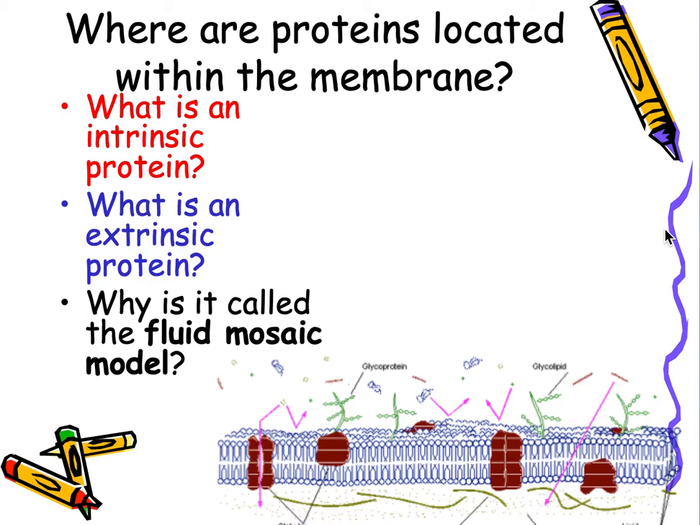So where are proteins located within the membrane? To answer that, what is an intrinsic protein, what is an extrinsic protein, and why is it called the fluid mosaic model? Alright, so the intrinsic protein, if you look at this, the reason why it's called fluid mosaic model, so let's discuss the fluid mosaic model first. Alright, before I confuse you, let's do it slide by slide.